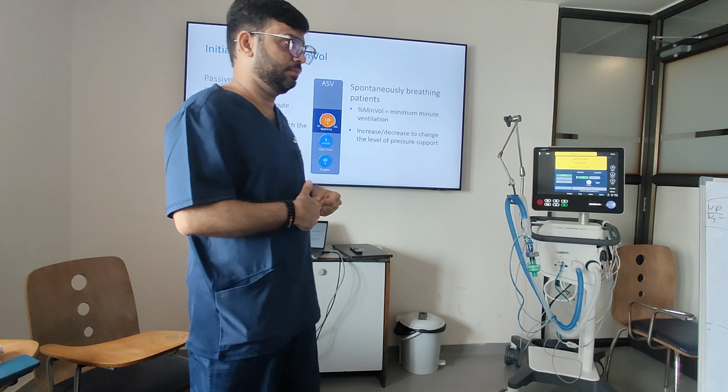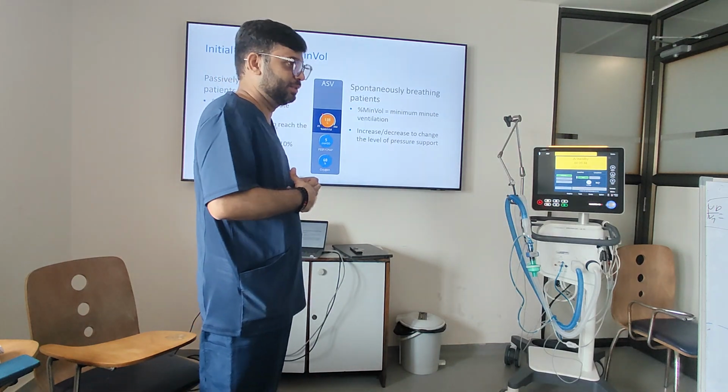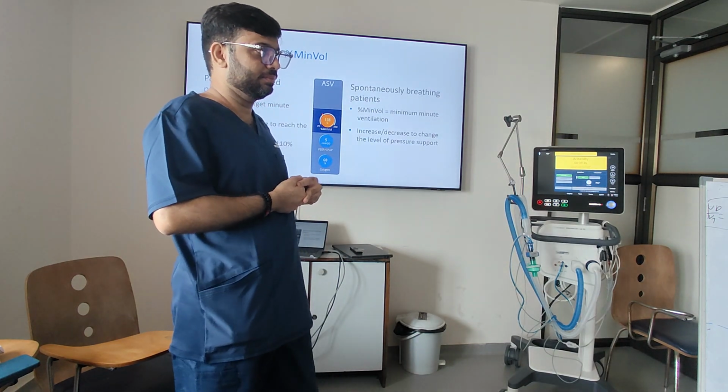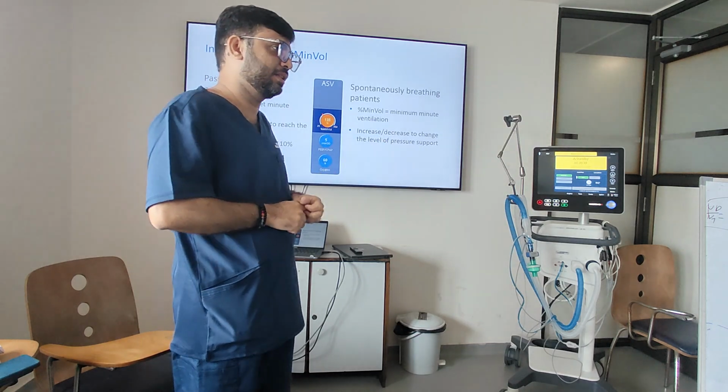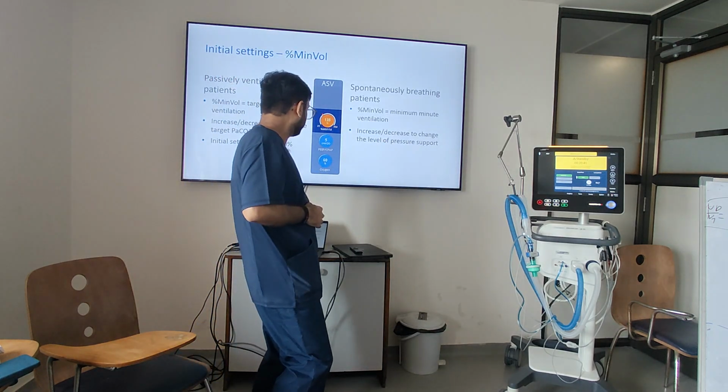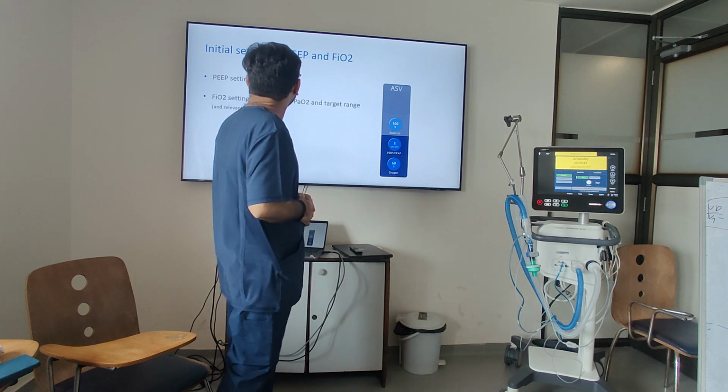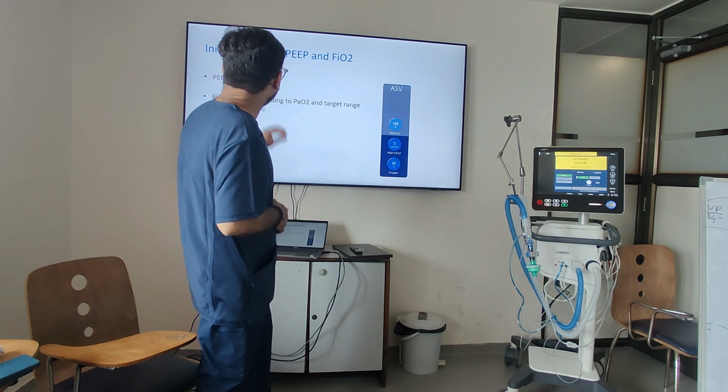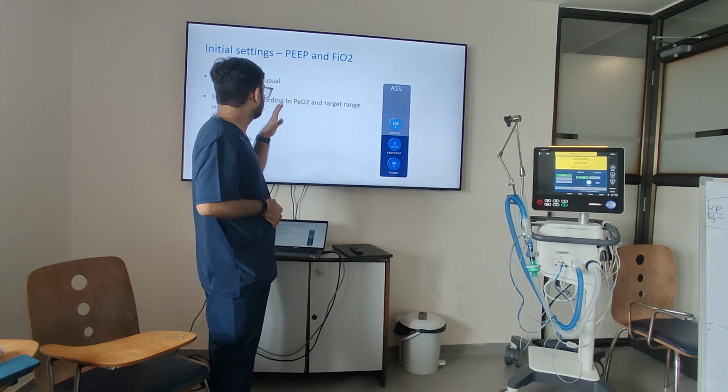Ideally, you should have a bar that says work of breathing. Work of breathing is how you increase the support. That should have been the best way. That's what PAV does. Proportional assist ventilation has got a work of breathing bar. And PEEP and all the settings are as usual, what we do.